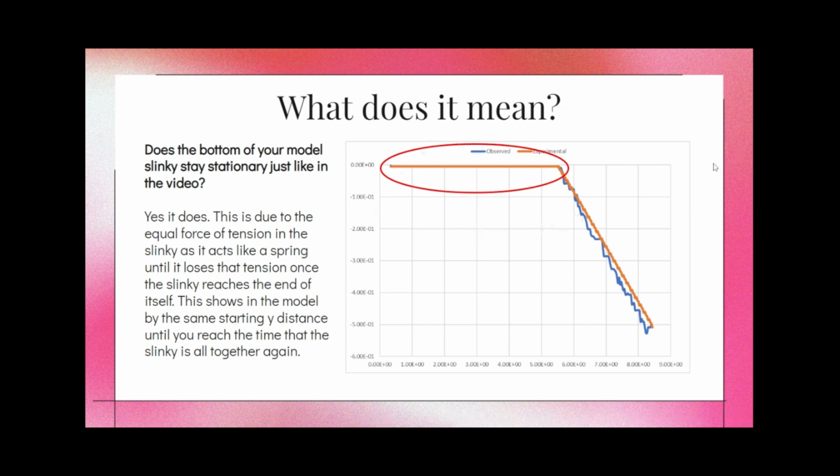So as I was saying before, this is due to the fact that the slinky, which acts like a spring, has that tension force in it because it's at its relaxed length, and then it comes all the way down to compressed. And once it's all the way compressed, gravity takes over and is greater than the tension that was once there. So yeah, that's what it means.